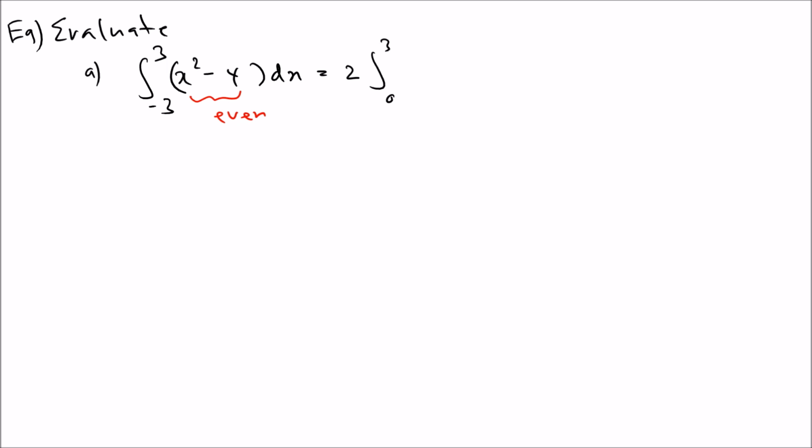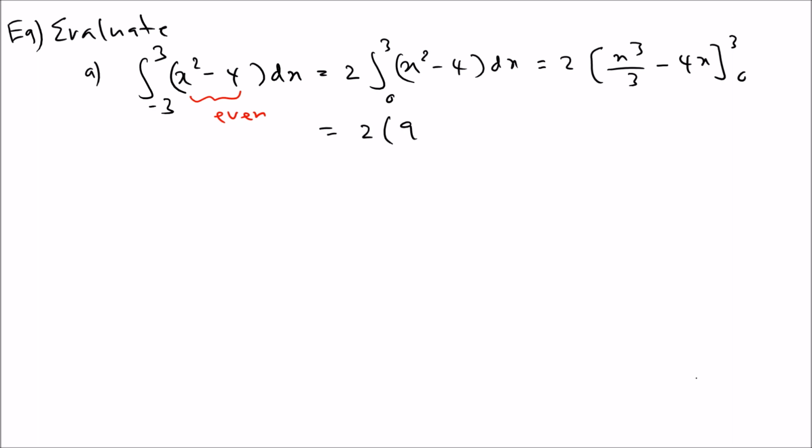So you're going to get 0 to 3 of x squared minus 4 dx. This is very easy to integrate. So this is x cubed over 3 minus 4x. At 0 it is 0. So it's 2 times, you plug in 3, so you get 9, minus you plug in 3, 12, minus 0. That's the benefit, 0, because it's gone. So you get negative 6. You can see it's very simple.